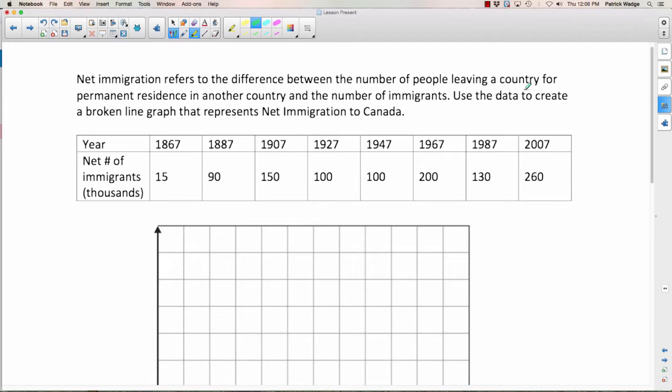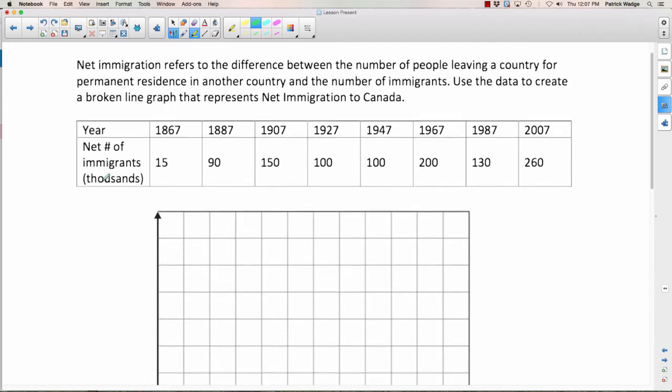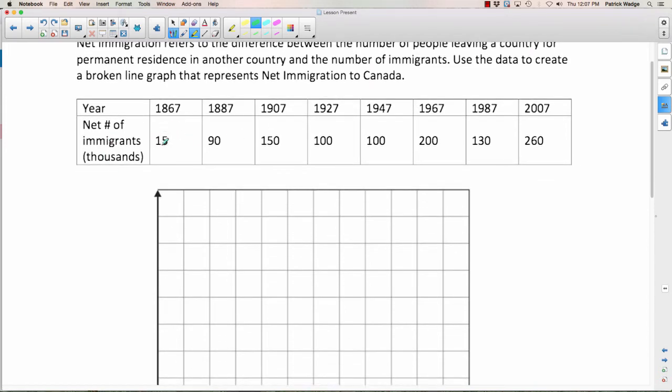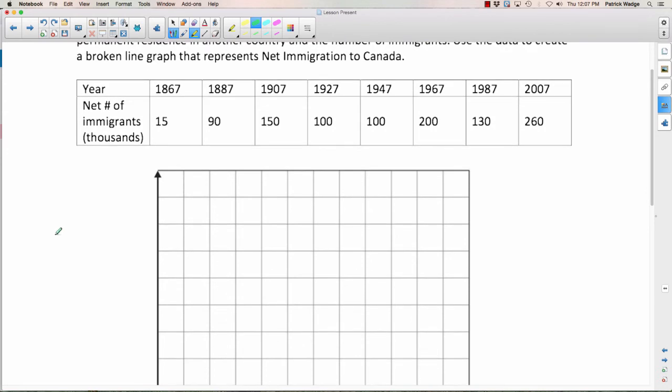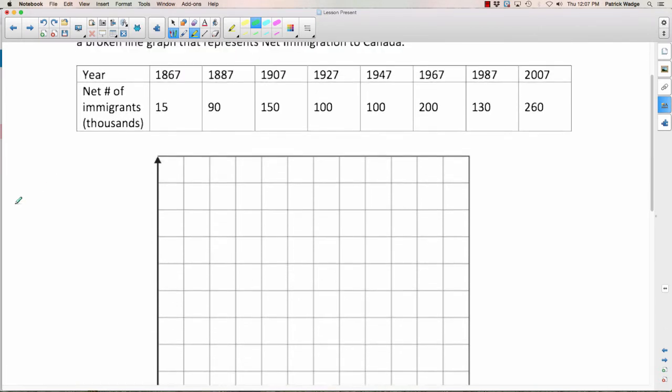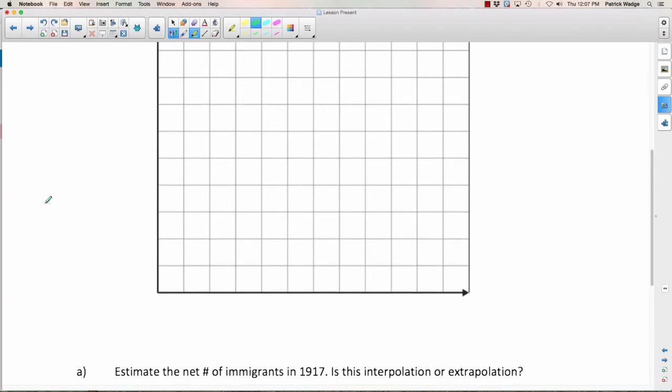So what we have here is the net number of immigrants. In other words, there's more people coming into Canada every year than moving out. There's more immigrants than emigrants. So we're going to record this data. We have year. Here's the different years, and that's a time, isn't it? So guess where that's going? On the x-axis. Well, let's start with that. Year. So I'm going to put year down here.